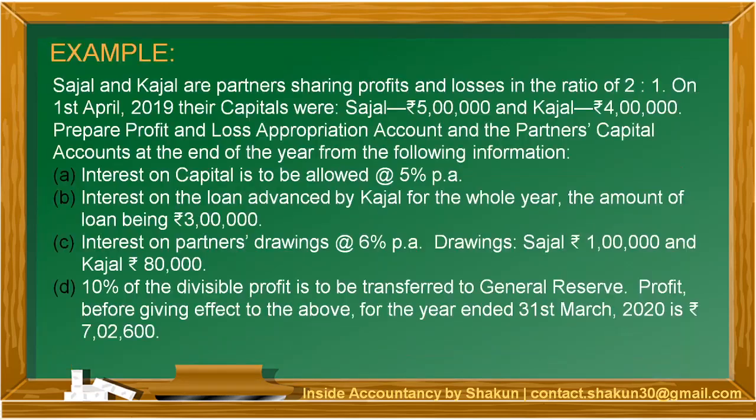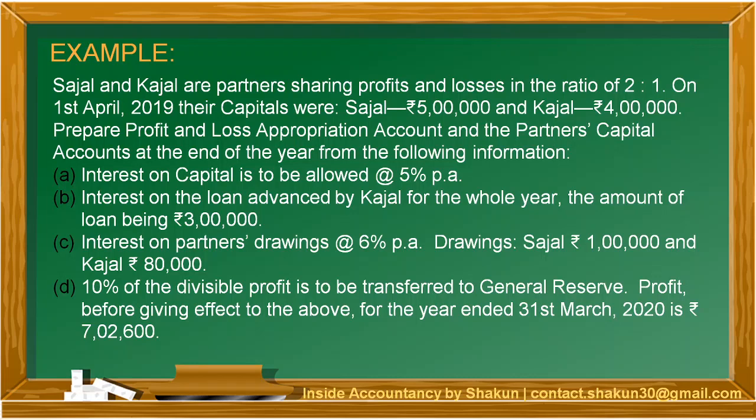Now let's take an example. Saial and Kajal are partners sharing profit and losses in the ratio of 2:1. On 1st April 2019, their capitals were Saial 5 lakh and Kajal 4 lakh. Prepare profit and loss appropriation account and partners' capital account at the end of the year from the following information.